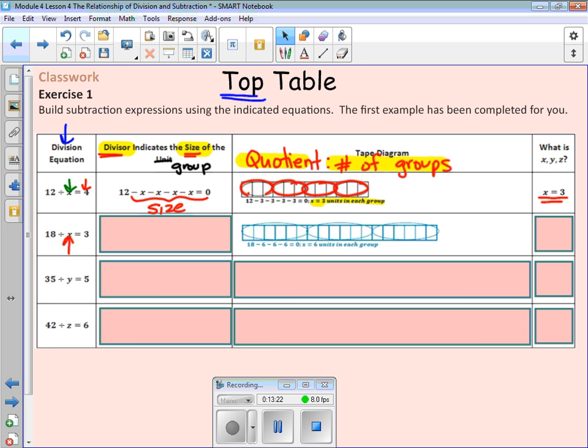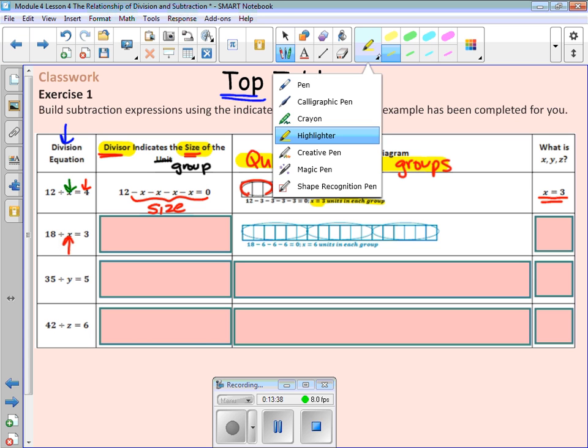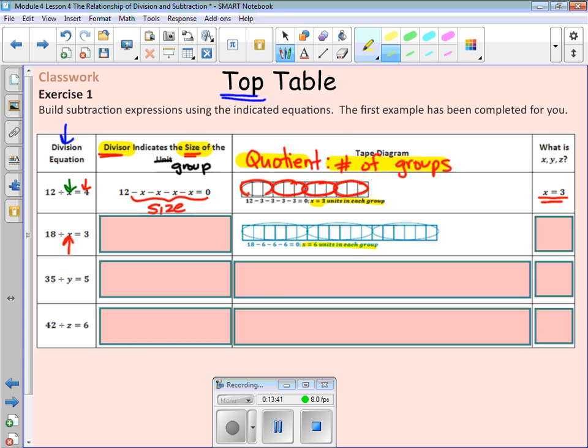So the quotient is telling us I need 3 groups. So when you make 3 groups, how many are in each group? That's 6. So 18 minus 6 minus 6 minus 6 equals 0. So you're writing that below your tape diagram. So x equals 6 units in each group.